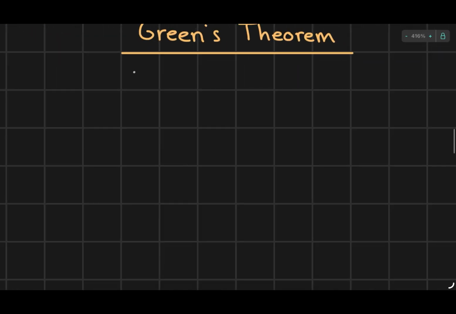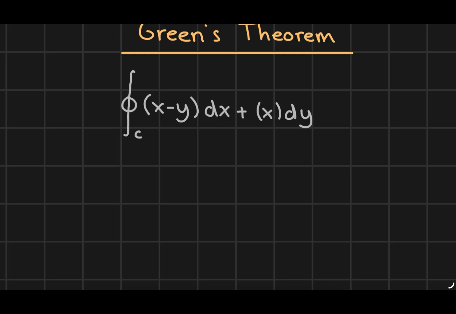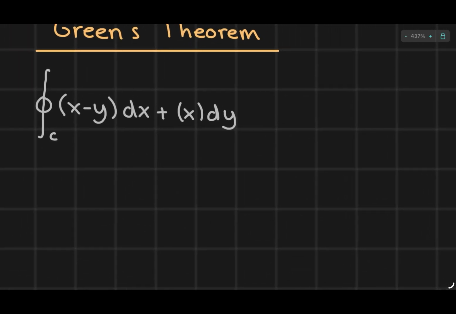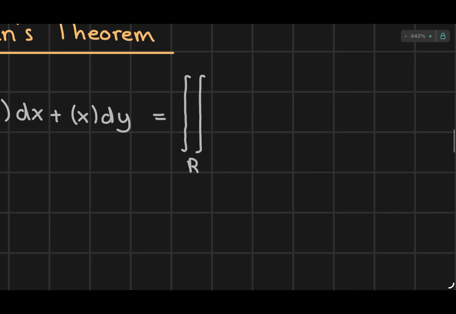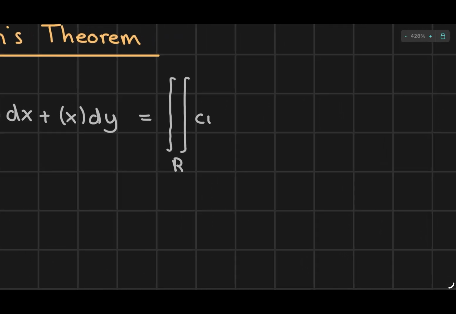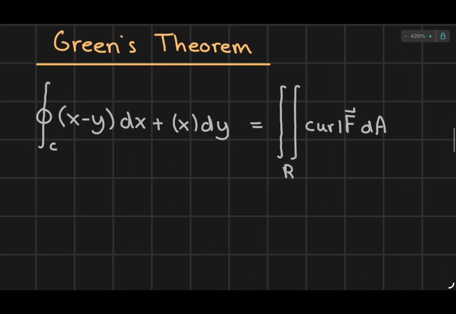Well, we have this line integral over C of x minus y dx plus x dy. So let's just go ahead and do this. Well, this is going to actually equal, over some region R, the curl of our F integrated with respect to area. So let's just go down the line here. I like to compute the curl first.